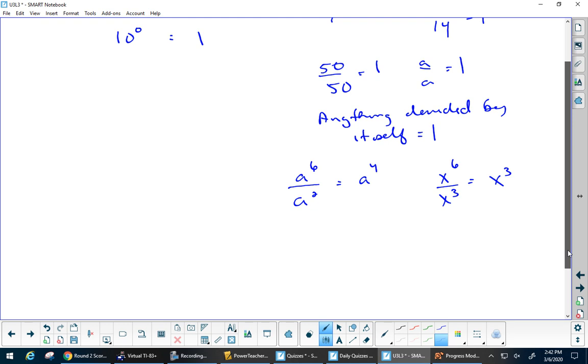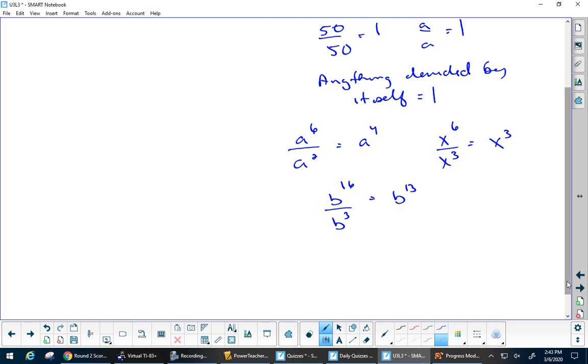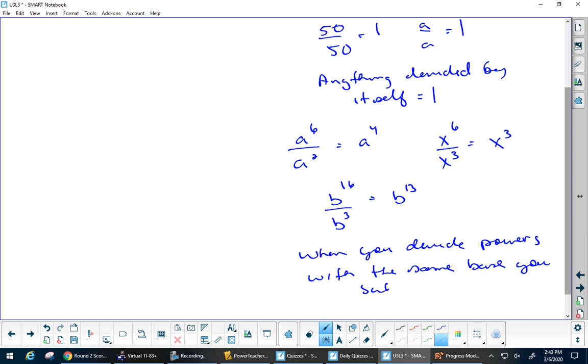If I did b to the 16 over b to the 3, what would it be? B to the 13. So what is the math rule that I'm talking about here? When you divide powers with the same base, you subtract the exponents. And when you multiply, you add exponents. Do you remember that? Okay?